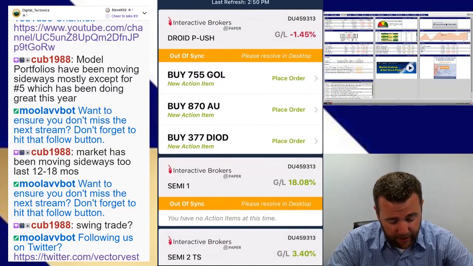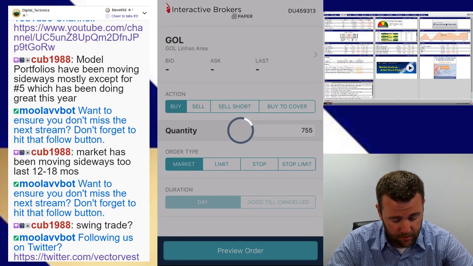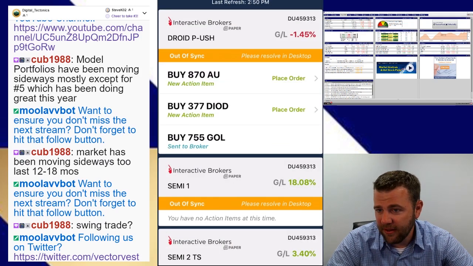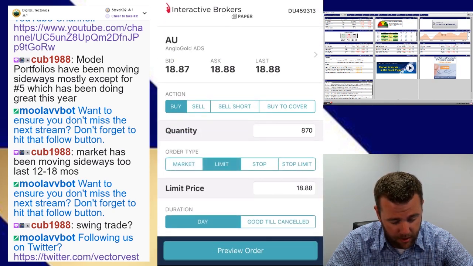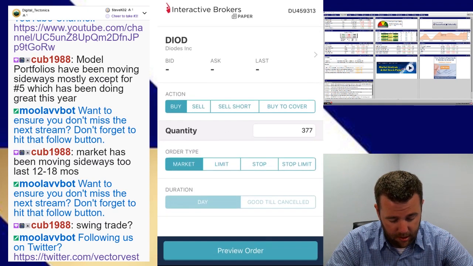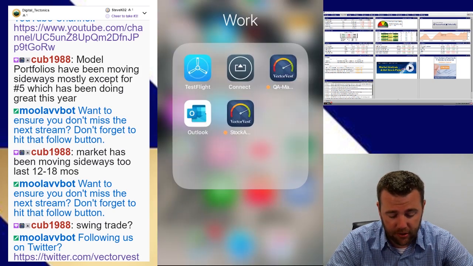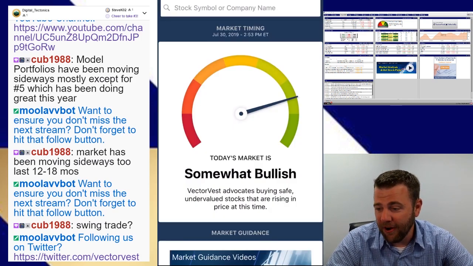So here we get the action items. We can see here's our portfolio's new action item, buy 755 GOL. Place order. We just tap on it, preview, and place. Just as easy as that. No matter, 5 seconds it took to get that order through. Buy 807 AU. Let's say we want to do limit though. There we go. And then preview, place the order. Here we go. Market, we'll go market order for right now. Just like that, all of our changes in our portfolio that we need to make have been made. Keeps it easy, simple. We can go about our day from here on out.